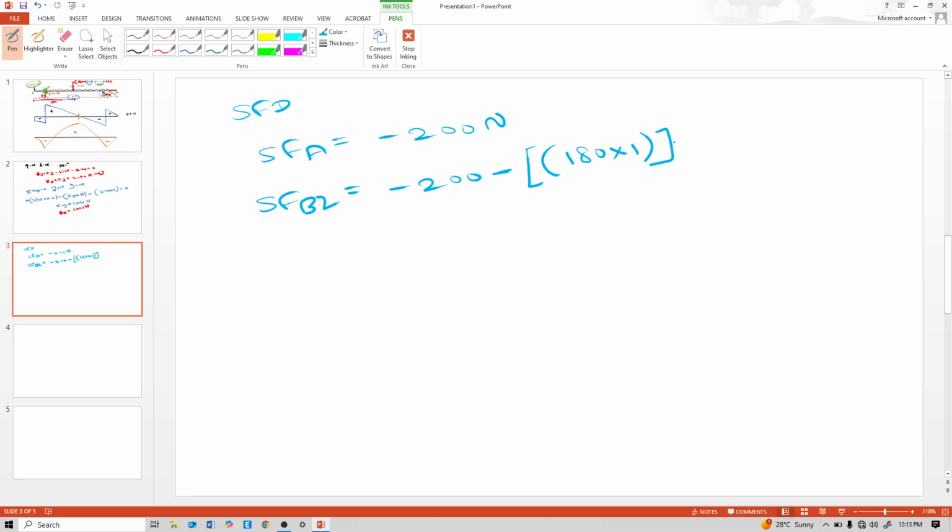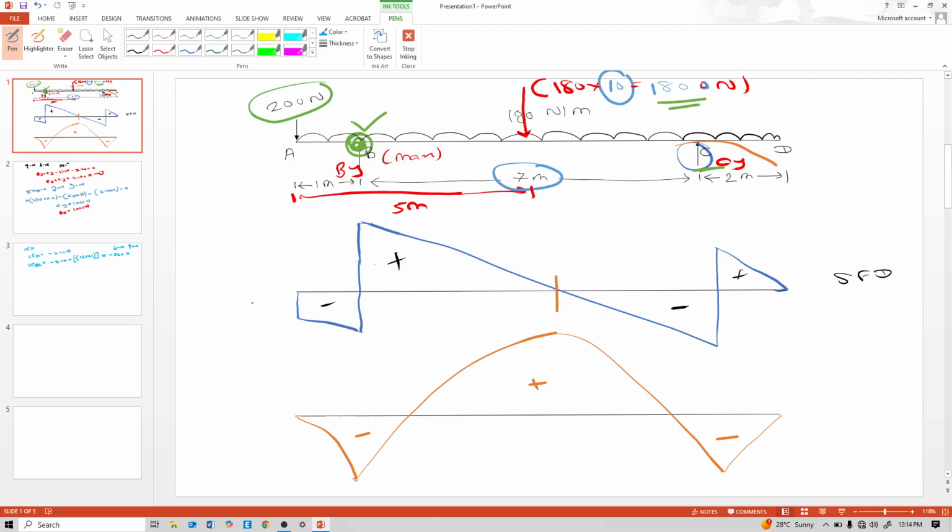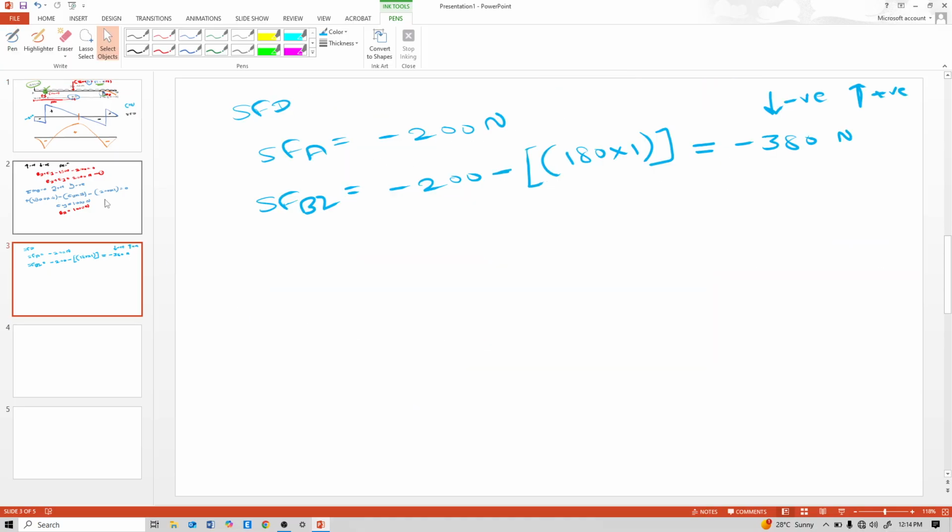So, remember sign conventions properly. In shear, we only consider downward as negative, upward as positive. So remember this sign convention. So this is minus 380. The unit is Newton because the load is in Newton. So this is minus 200, unit Newton, SFD unit. And this is minus 380.